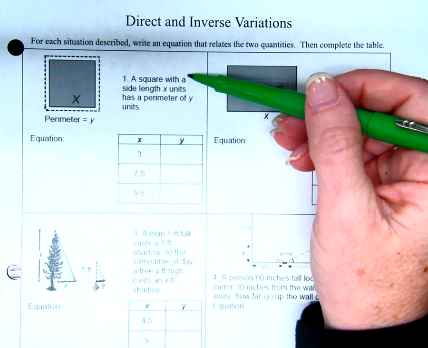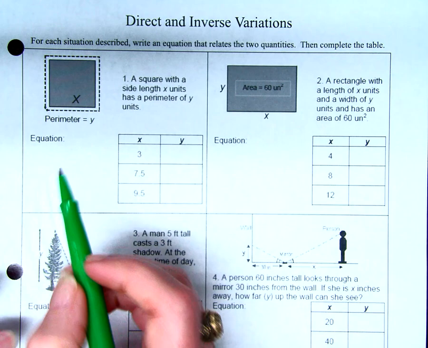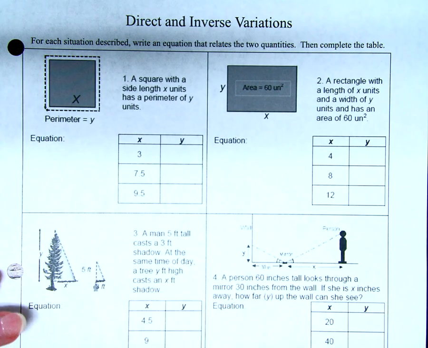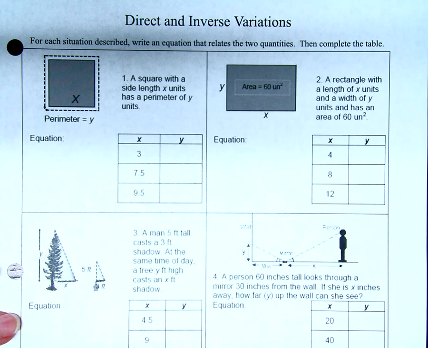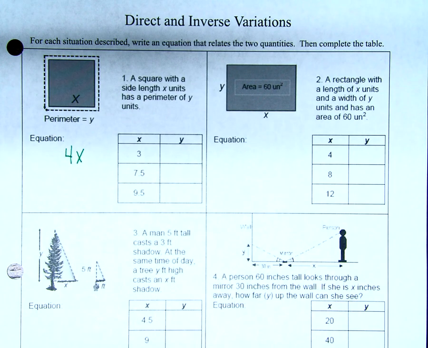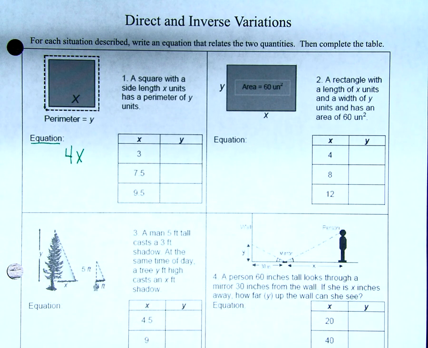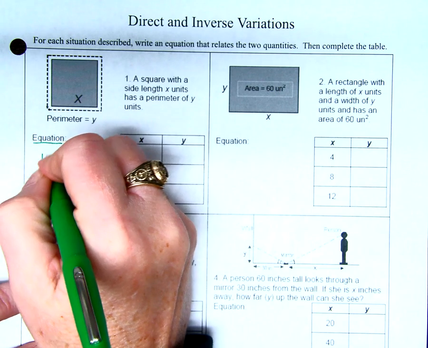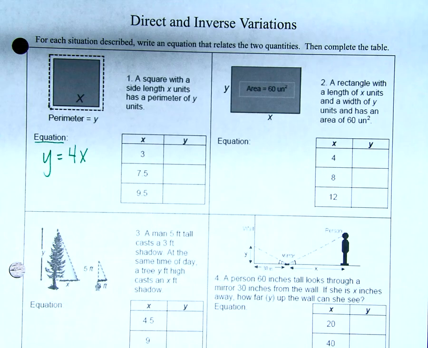A square with a side length x units has a perimeter of y units. How do we find perimeter? Add all the sides, right? So how do we find the perimeter of a square? So 4x. You see any problem with that? It asks for an equation, right? 4x is not an equation, it's an expression. What do we need in order for it to be an equation? It needs some sort of equal sign, right? In this case, it's y because y is the perimeter, right? So y equals 4x, okay?